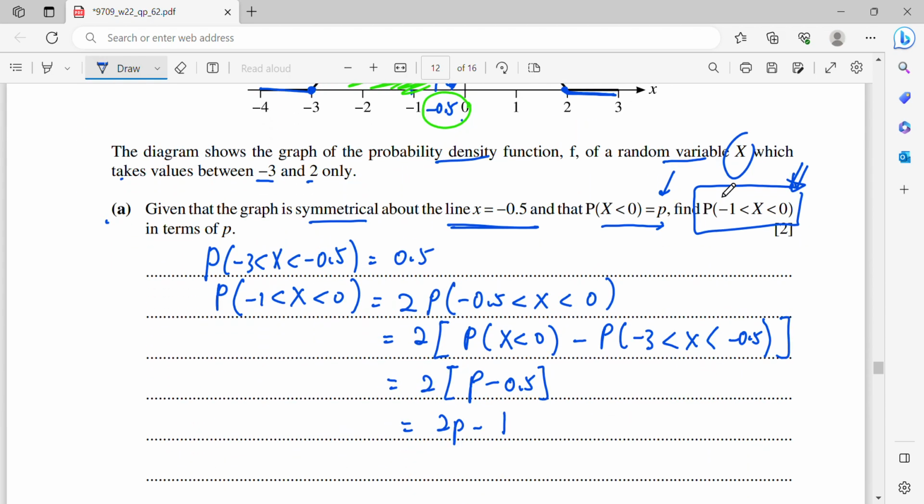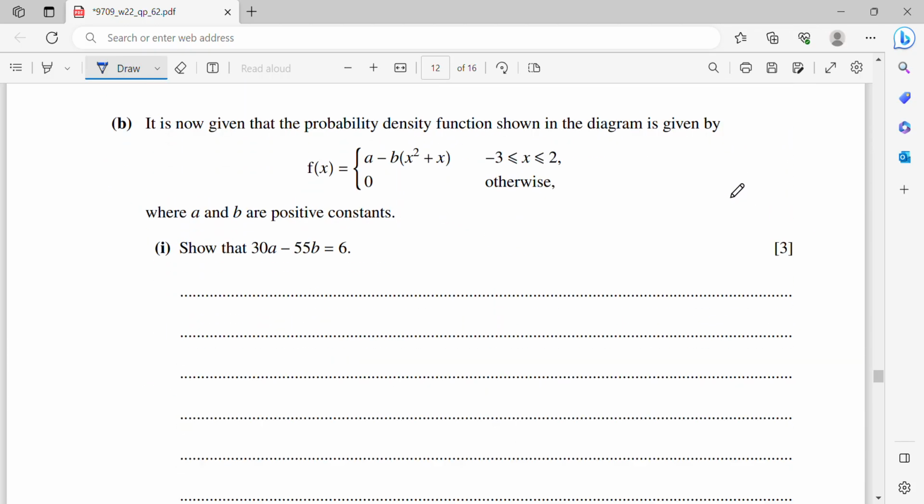Right? So now for part B, given that the probability density function shown in the diagram is f(x) equals (a minus b) multiplied by (x squared plus x) for x between minus 3 and 2. And for other x, it will be 0, where a and b are positive constants. So show that 30a minus 55b equals 6.